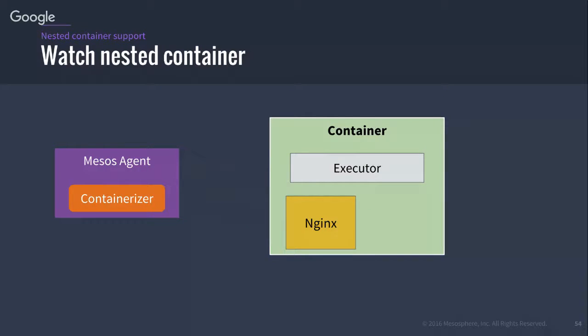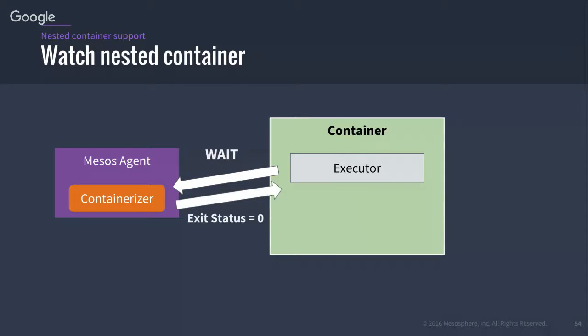And there's another API called wait. The agent is the one that launched the Nginx nested container, so how does the executor get the exit status of that nested container? We created another API called wait. The executor will say, hey, I want to wait for the container to be terminated. When the container is actually gone, the agent will get the exit status of the nested container and send the correct exit code back to the executor. So the executor can decide what to do next based on the exit code.